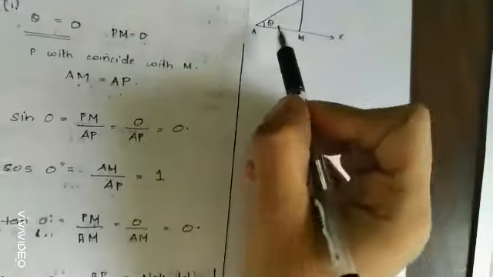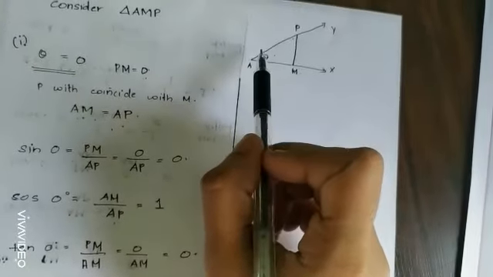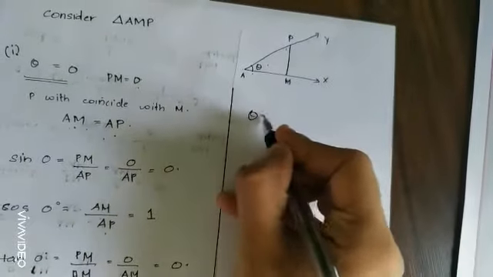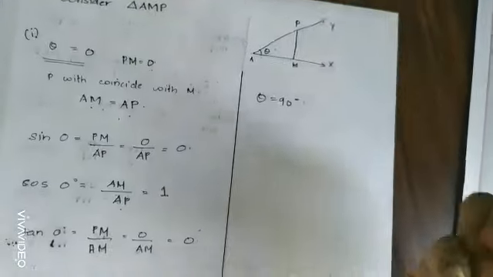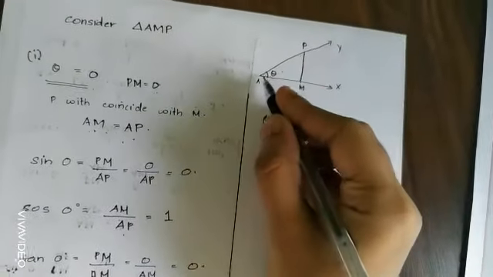Now considering the same triangle, we can see that when the value of theta increases, the line segment AM becomes smaller, and finally when theta becomes 90 degree, the point M will coincide with A.